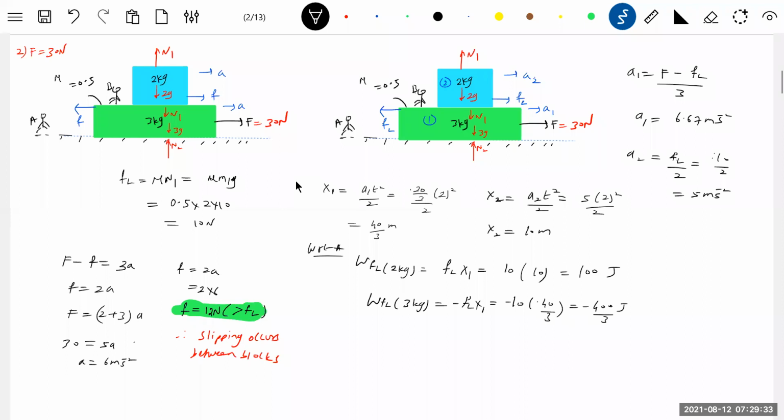What about with respect to person B now? With respect to person B, work done by friction on the 2 kg block: we need the displacement of the block with respect to the plank. So FL times the displacement of the block with respect to the plank, that is X2 minus X1. FL is 10. What is X2 minus X1? So 10 minus 40 by 3.